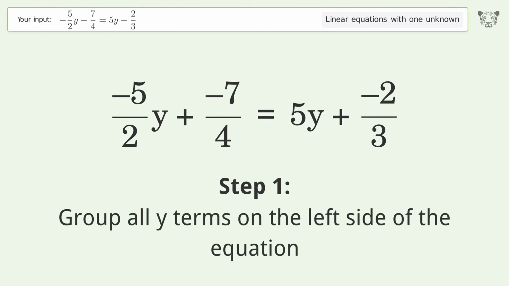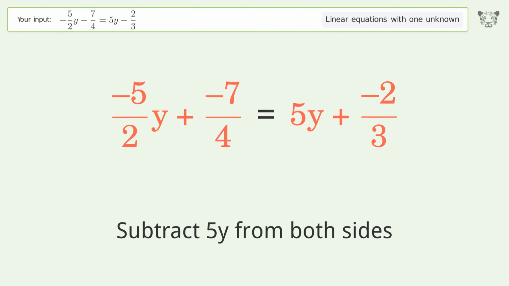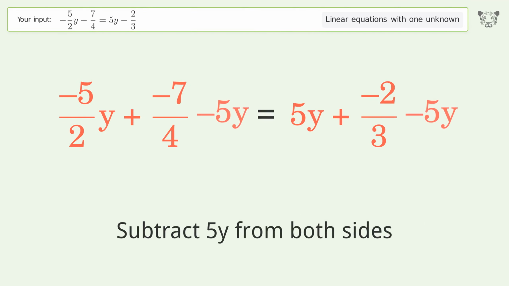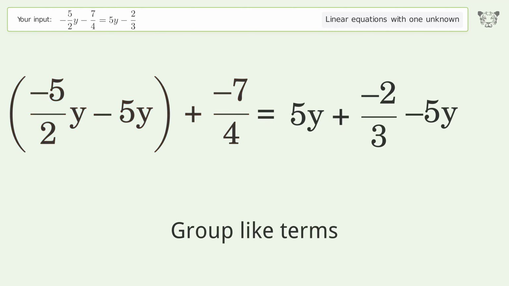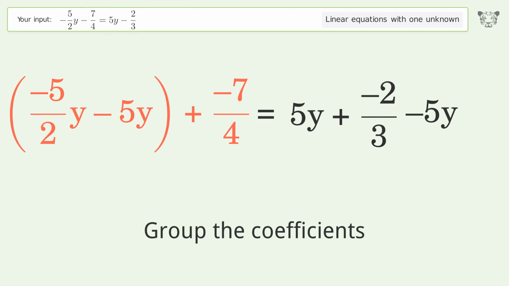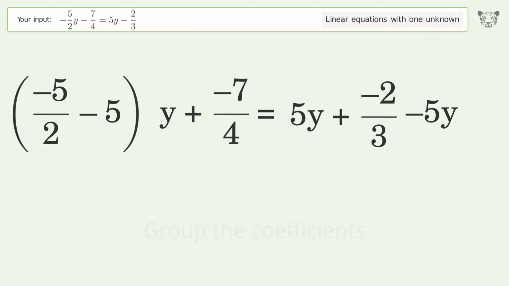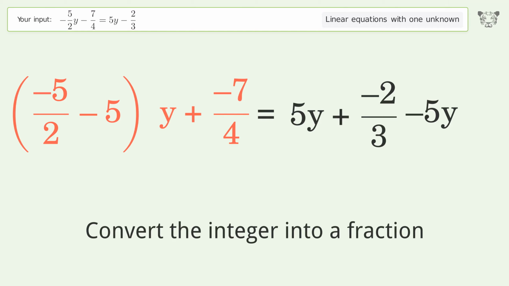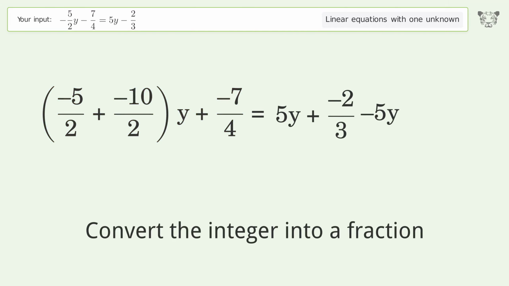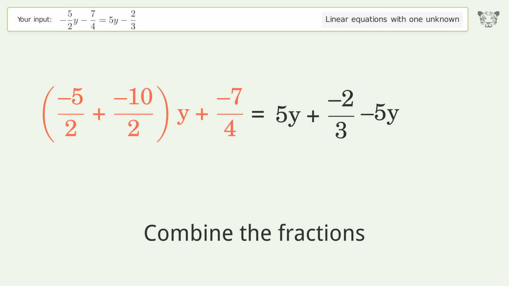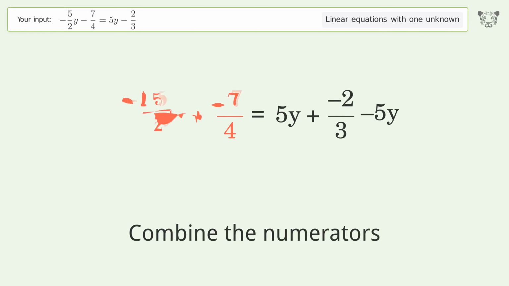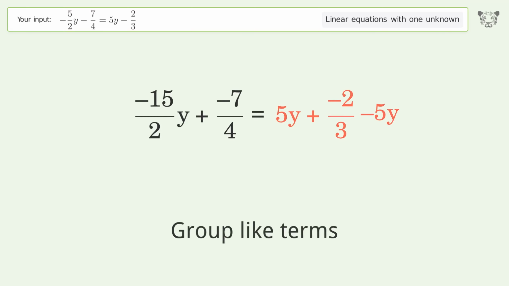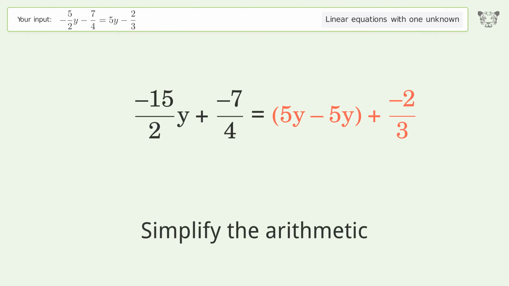Group all y terms on the left side of the equation. Subtract 5y from both sides. Group like terms. Group the coefficients. Convert the integer into a fraction. Combine the fractions. Combine the numerators. Group like terms. Simplify the arithmetic.